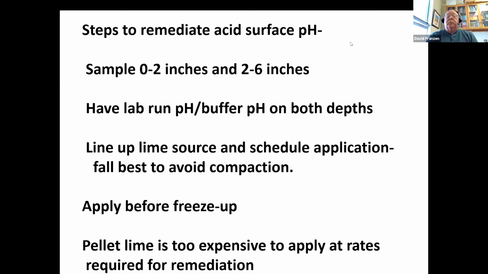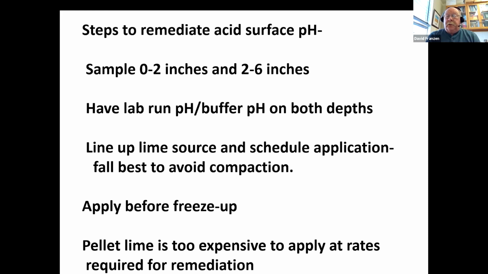All right, so here are the steps to remediate the surface soil pH. Well, first of all, you really need to find out if that's what's going on or not. You need to zone sample the field, and within that zone, you need to sample for pH at the 0 to 2 inch depth and the 2 to 6 inch depth. You need to have the lab run pH or buffer pH or both on both depths.